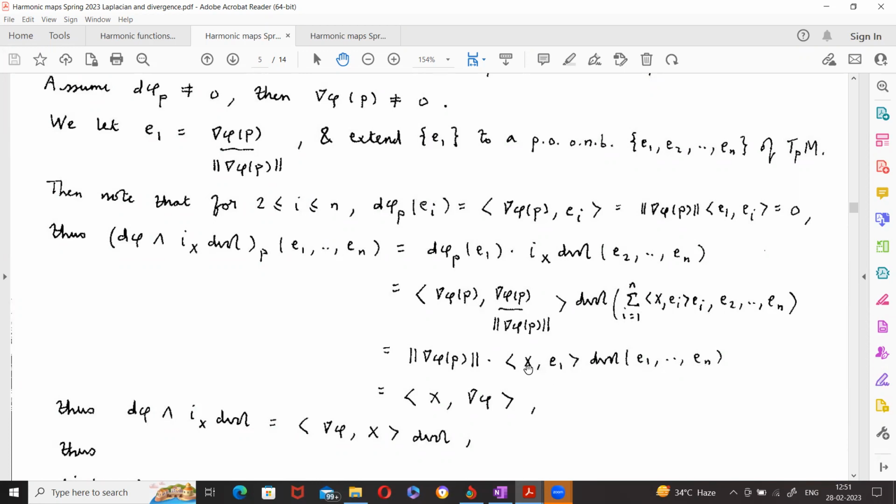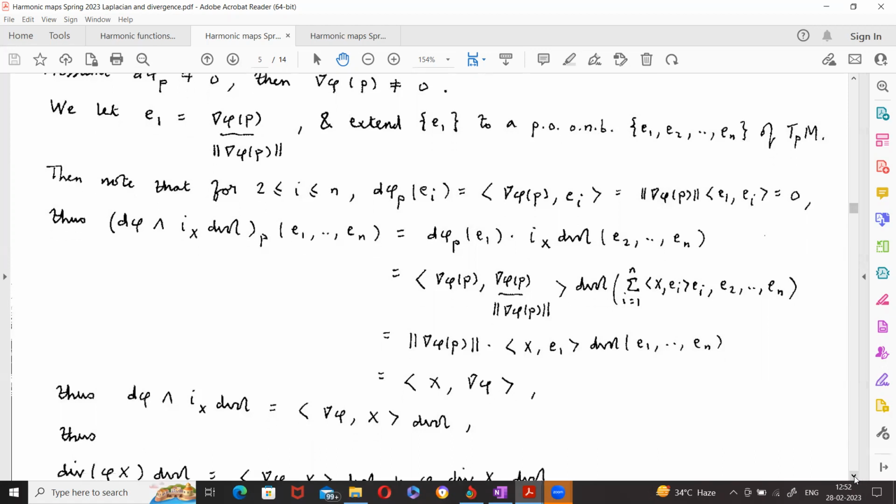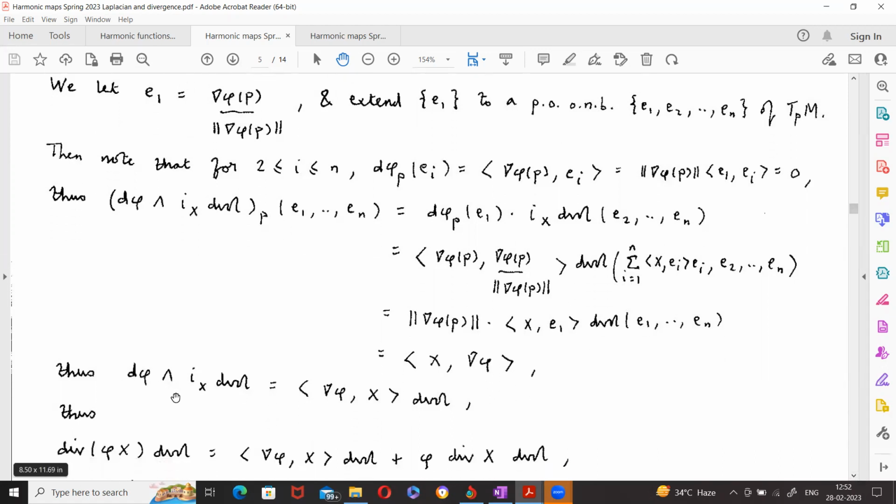And the first factor, grad phi squared over norm grad phi squared over norm grad phi, gives me norm grad phi. And X inner product E1 is X inner product grad phi divided by norm grad phi. So that norm grad phi will cancel with the norm grad phi here. So I'll just get X inner product grad phi, and this dvol E1 to En is 1. So that means that this d phi wedge Ix dvol is equal to inner product grad phi X times dvol.